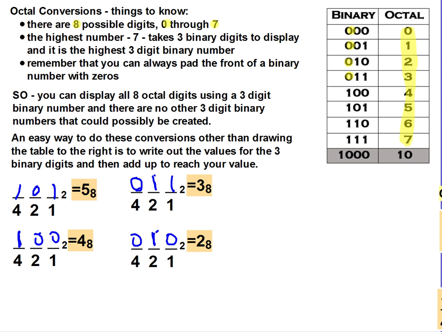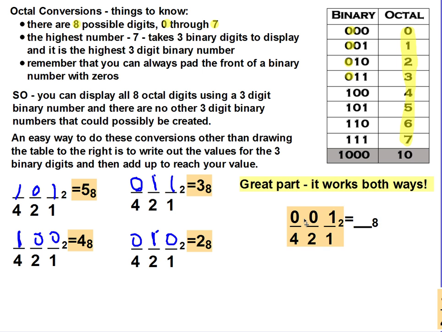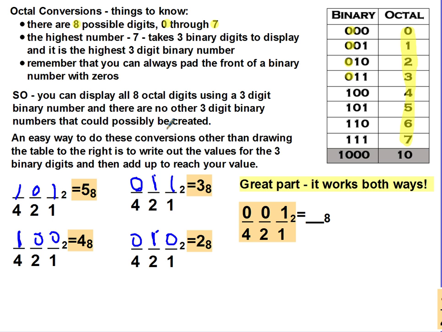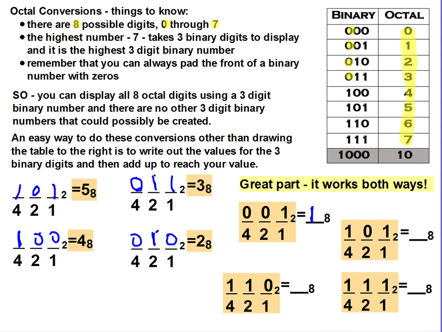And I can go through and do it the same if I want to go the opposite way. So let's say that I have a 3-bit binary, and I want to figure out what that is equivalent to in octal. Well, that's pretty easy. It's obviously going to be 1. And if I take a look at some more examples, I can see that all I have to do is add up those values. 4 plus 0 plus 1 gives me 5. 4 plus 2 gives me 6. 4 plus 2 plus 1 gives me 7. And I could look those up in my chart as well.